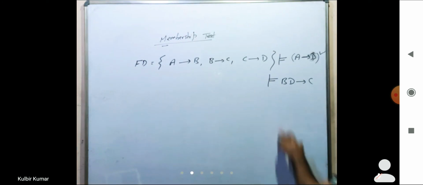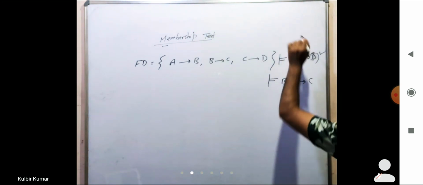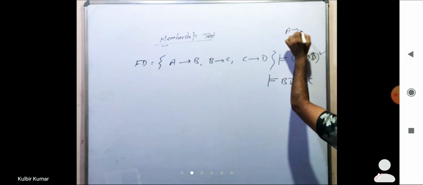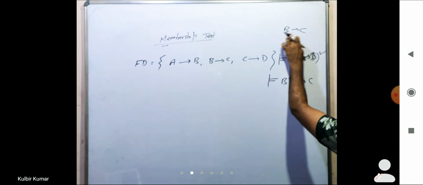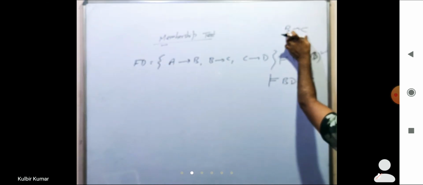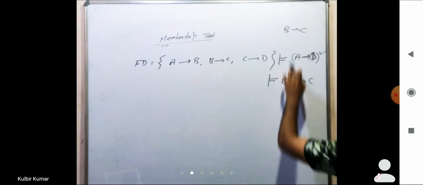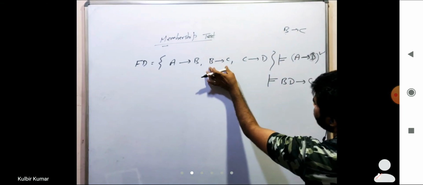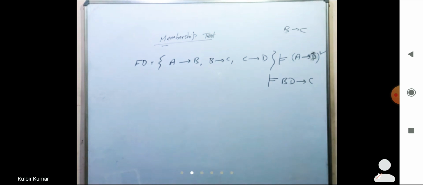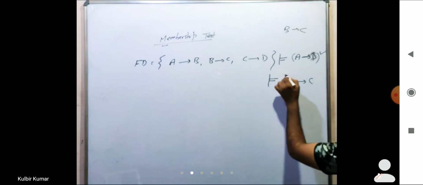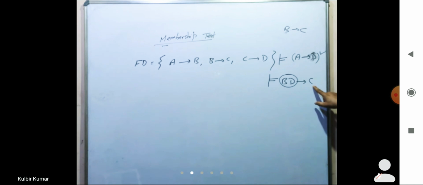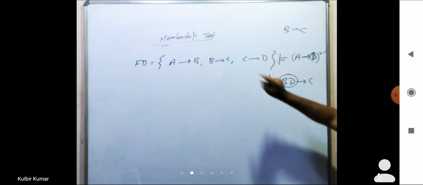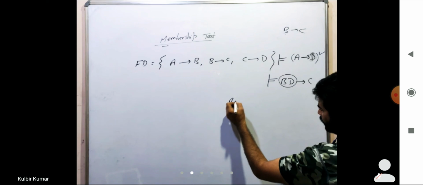If it were directly there, it would be like A goes to B or B goes to C. If I am asking whether it is a member of this functional dependency set or implied by it, directly it seems not. Sometimes it will not be visible directly, so we have to take the closure. If with the help of the closure I can derive this one, then I can say it is implied. So I will take the closure of BD.